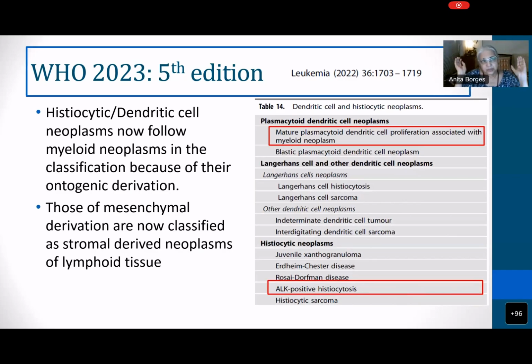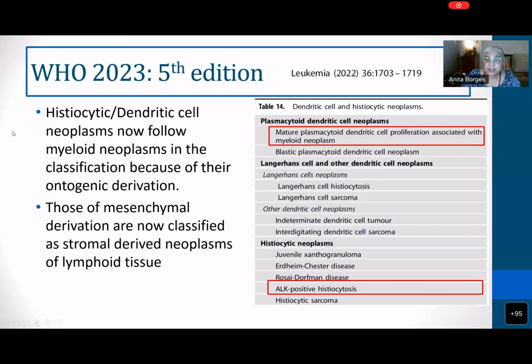But I think as far as the WHO was concerned, in the last edition, that's the 4th edition of the WHO in 2016, they took a view that these should be called dendritic cell and histiocytic neoplasms, as it is written over here. But it is not exactly what is now in WHO 2023. And just look at the left side of what I'm saying, okay? Now what is being called histiocytic and dendritic cell neoplasms now fall into these myeloid neoplasms because of their myeloid stem cell derivation.